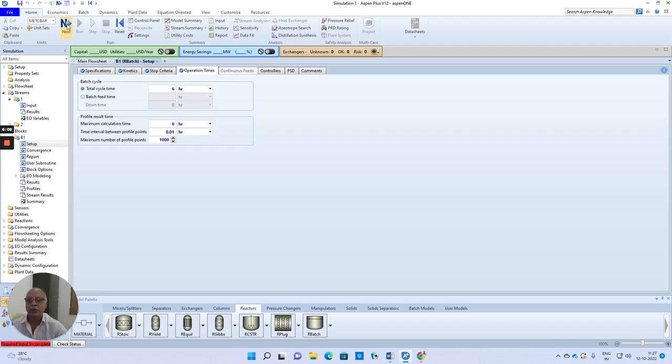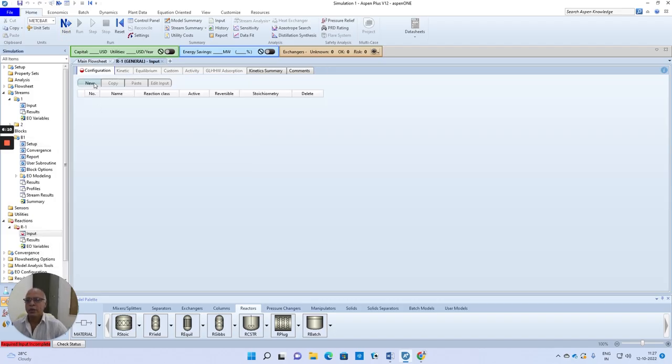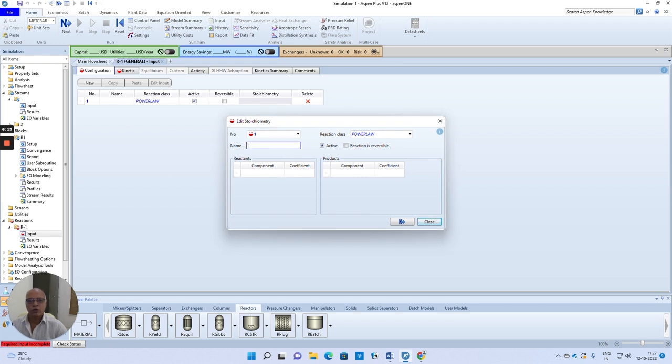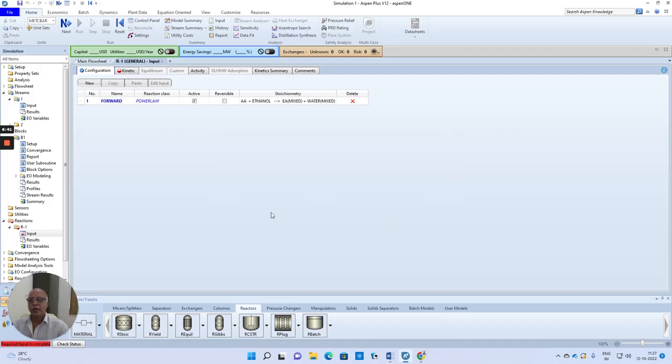So let us go to the next input screen. So this is new. So you can say maybe forward reaction, the name of this reaction. We know what the forward reaction is. Acetic acid, the stoichiometric coefficient is 1, reacting with ethanol, again the stoichiometric coefficient is 1. And the product, ethyl acetate, coefficient is 1. And water, again the coefficient is 1. Next. Now you press next.